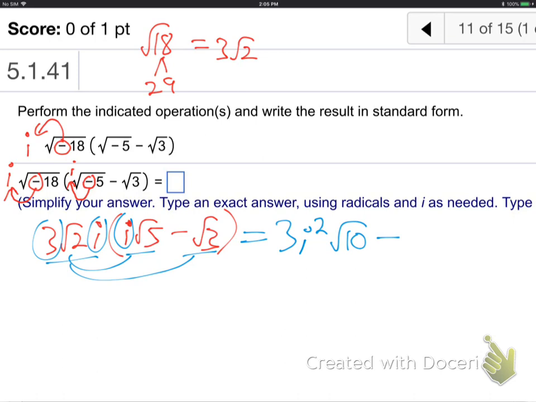Outsiders multiply outsiders, insiders multiply insiders. The next one, I'm going to have 3 root 2i multiply root 3. It's going to be 3 root 6i. Everybody see that? So this guy went boom, boom. Everybody see what happened there? Outsiders with outsiders, insiders with insiders. Can we do any more?